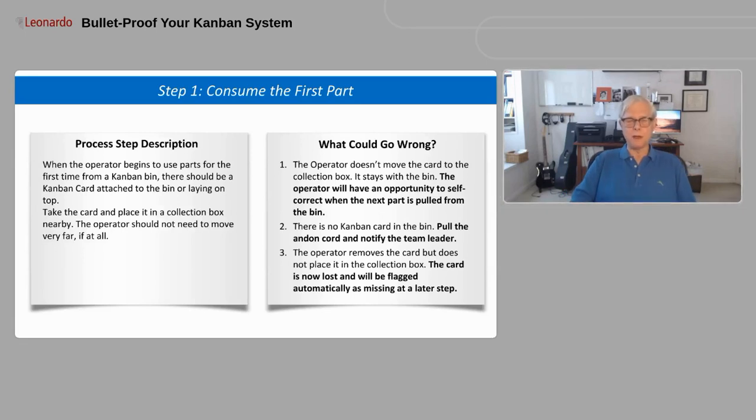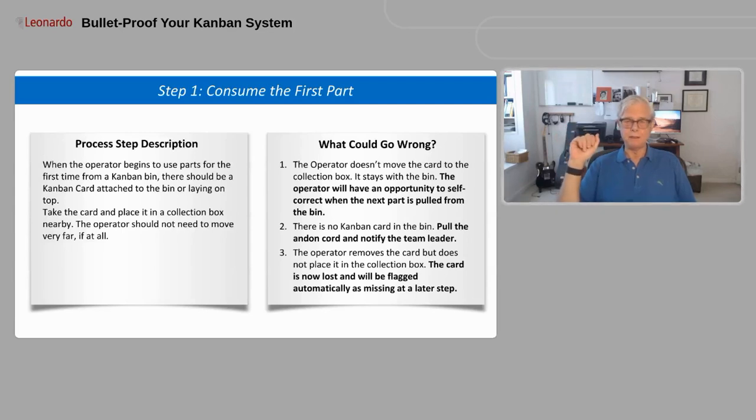Okay, so what could go wrong? Well, number one, the operator doesn't move the card to the collection box. They leave it in the bin. They forget. So what I just described earlier is that can happen, but the operator will have an opportunity to self-correct or notice that the card wasn't placed in the box when they take the next part out. So at some time, hopefully in the near future. If that's the case, then there's very little delay, and it should have minimal or zero impact on the Kanban system itself if they can recover the second time or the third time, etc. So that's an advantage of this.